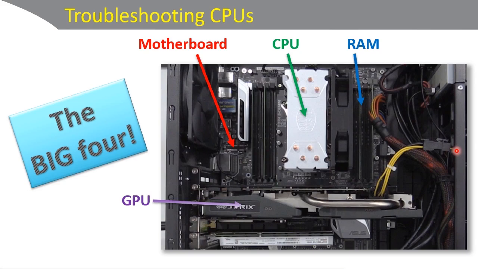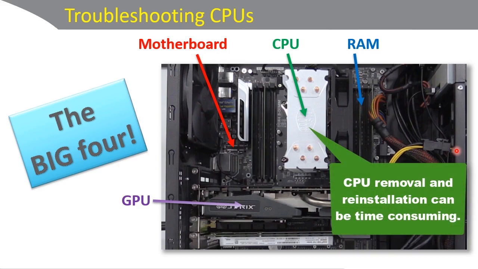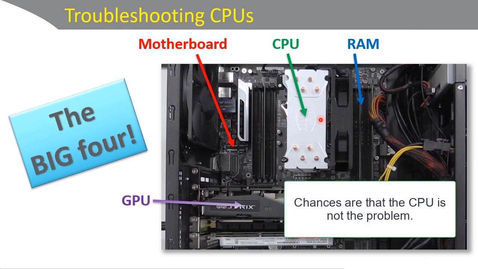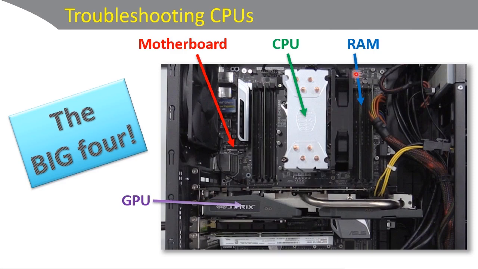Now here's the thing. The CPU can be a real hassle to uninstall and reinstall. So it makes sense to check other things first when troubleshooting. Plus, chances are that the CPU is not the issue. So your best bet is to check all of the connections for the Big Four first. Included in that, check the CPU fan. Check that connection for the CPU fan. Some systems won't boot if the CPU fan is not connected.